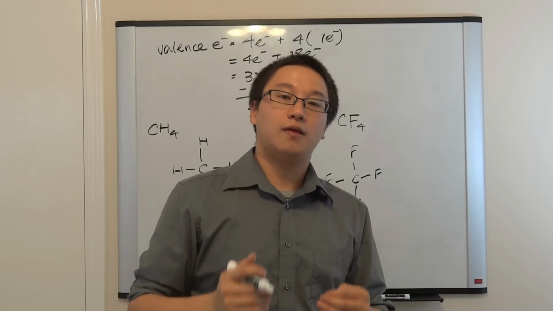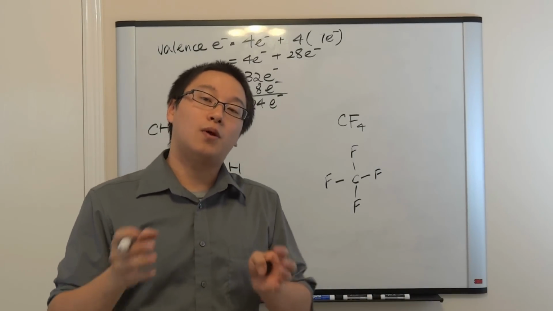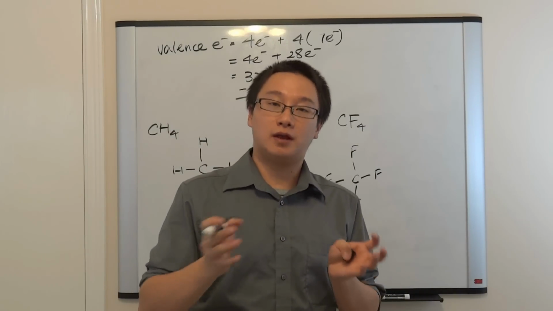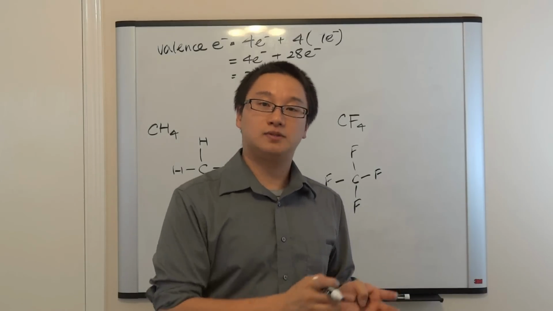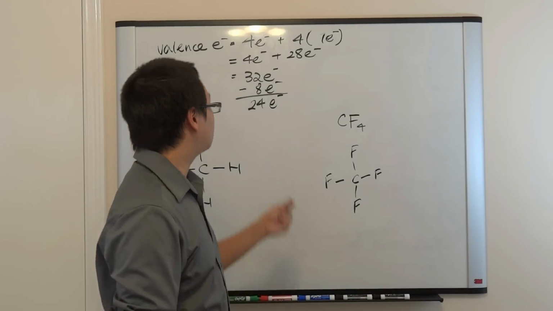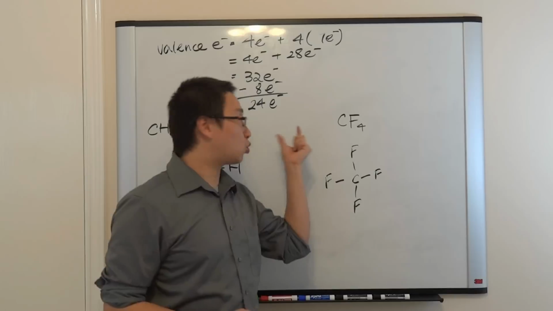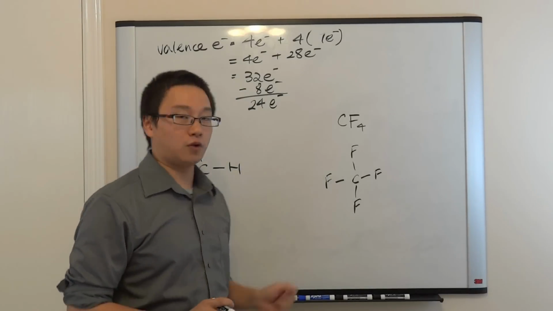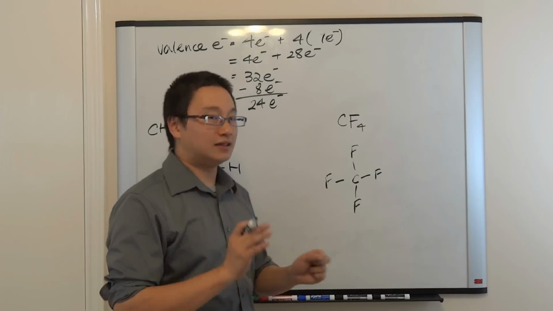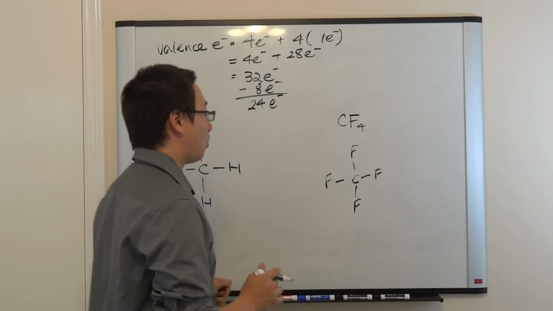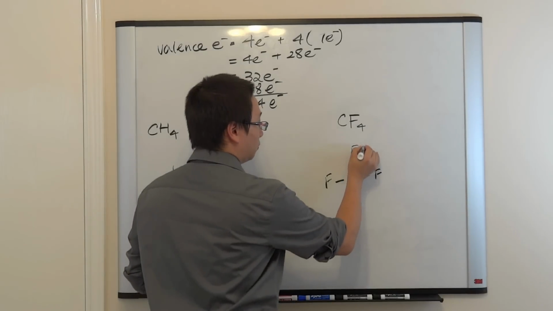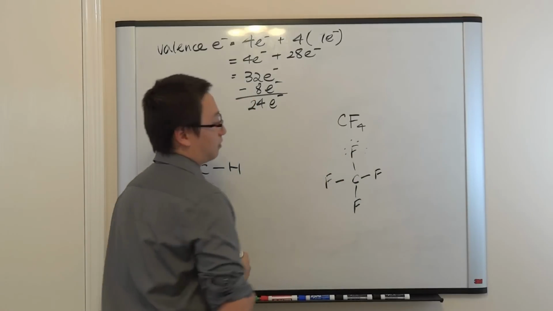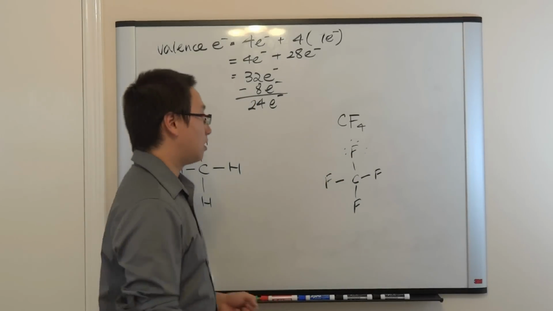Well, remember that when atoms come together, they like to become octet so that they become stable. So let's make them stable. The way we do this is to distribute these 24 electrons onto the fluorine atoms, one by one. It doesn't matter which one you start. So let's do it one by one. 1, 2, 3, 4, 5, 6. Okay, we've drawn 6.